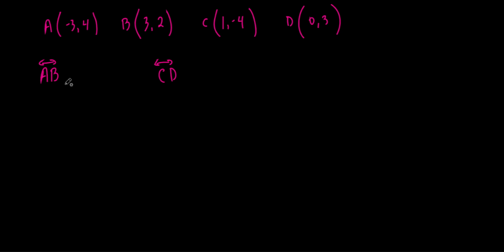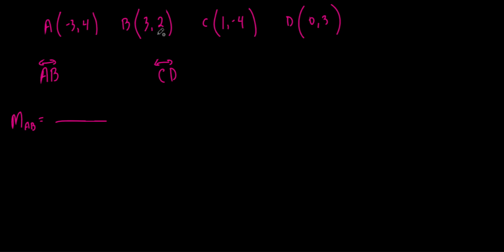So what am I going to do? I want to see if AB is parallel to CD. Maybe it's perpendicular, or maybe, what's the third choice? It's neither, okay? So how do I do that? How do I know if they're parallel to each other? How do I know if they're perpendicular? I got to find the slopes, exactly. So let's find the slope of AB. How do we find the slope of these 2 points right here?